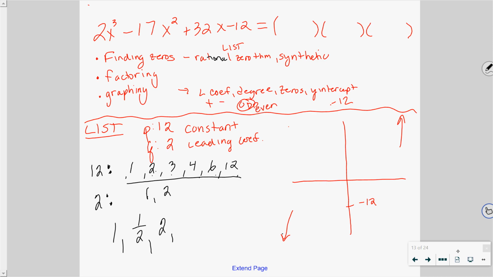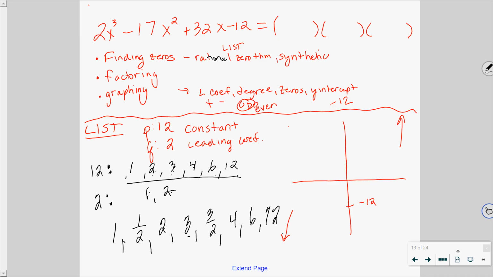Hannah, how about 2 over 2? What's 2 over 2 simplified to? I already have it in my list, so I don't need to repeat it. 3 over 1. 3 over 2. 4 over 1. 4 over 2, already there. 6 over 1. 6 over 2, already there. 12 over 1. 12 over 2, already there.